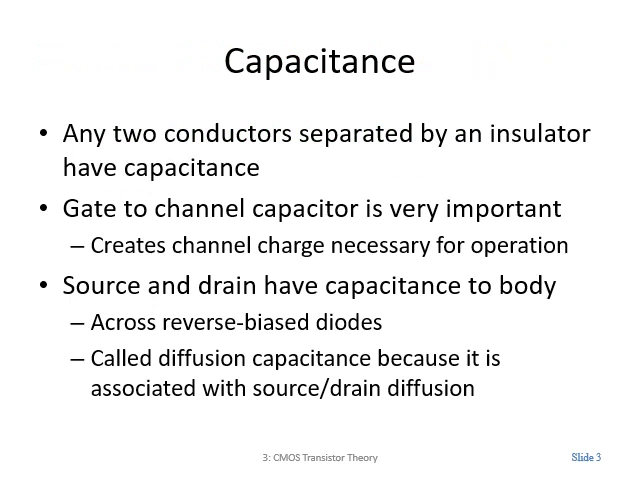Already we discussed the capacitance of the MOS transistor. Any two conductors separated by an insulator have capacitance. The gate to channel capacitor is very important to create the channel charge necessary for operation. The source and drain have capacitance to the body across reverse biased diodes, called diffusion capacitance because it is associated with source and drain diffusion.